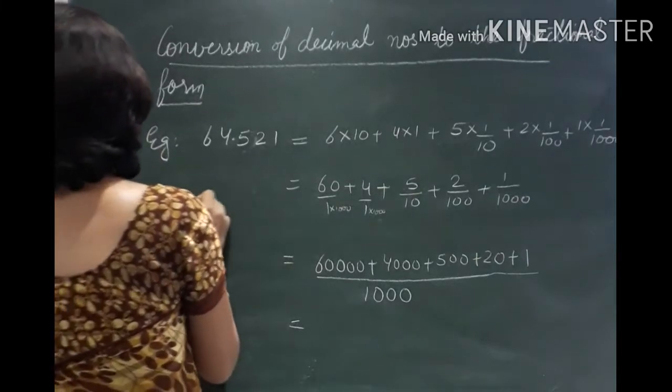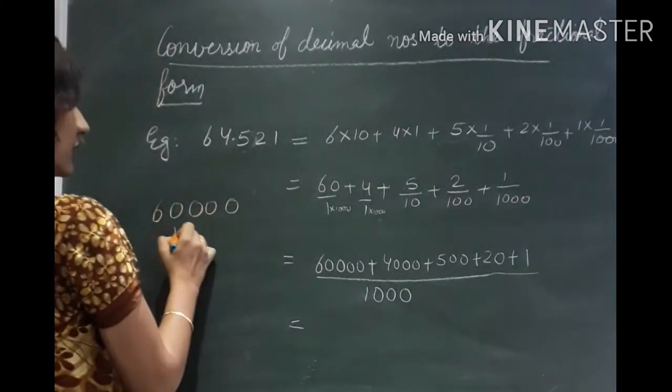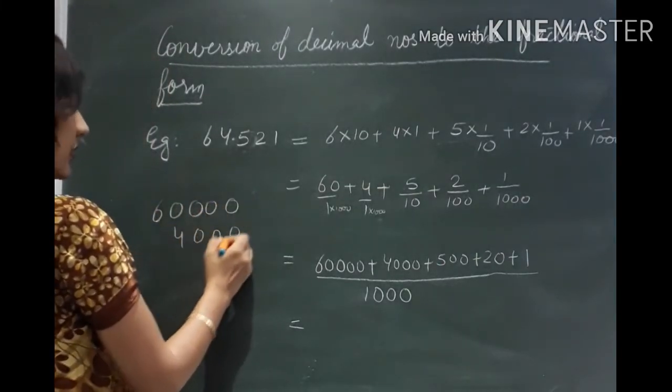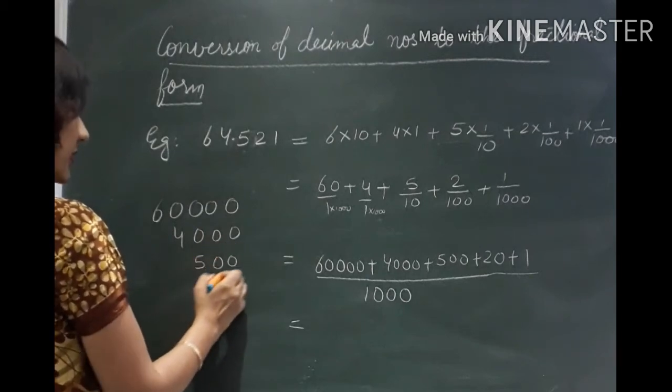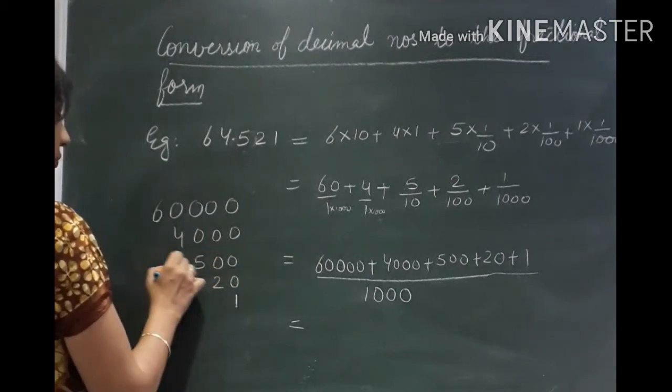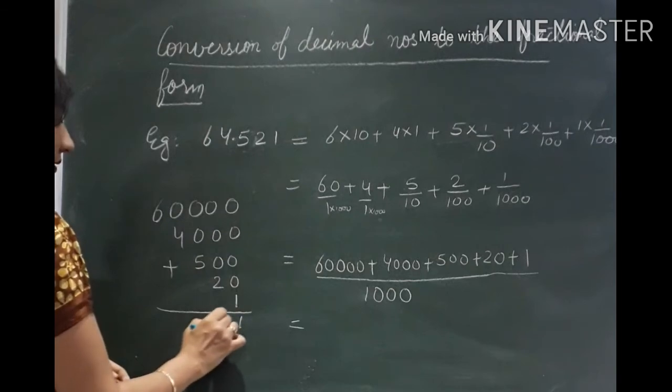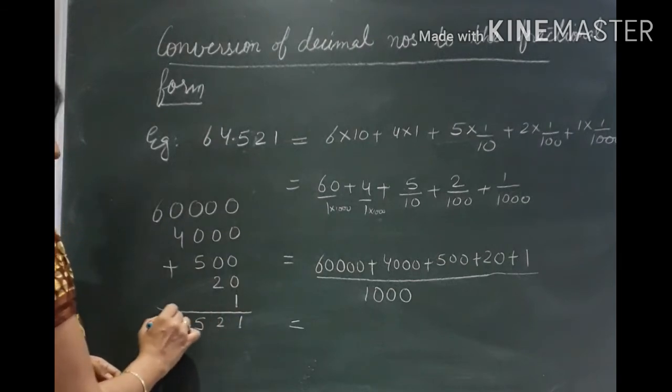60,000 plus 4,000 plus 500 plus 20 plus 1. Add them. 1, 2, 5, 4, 6.